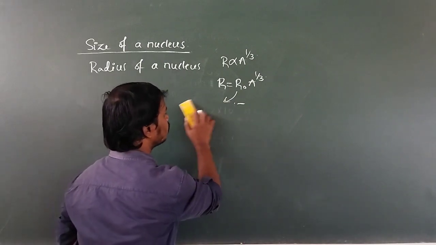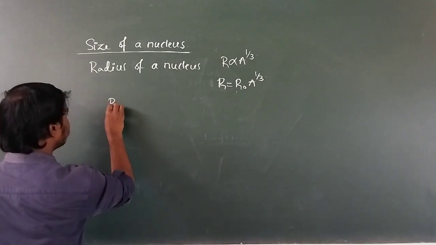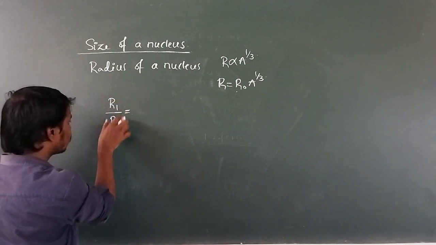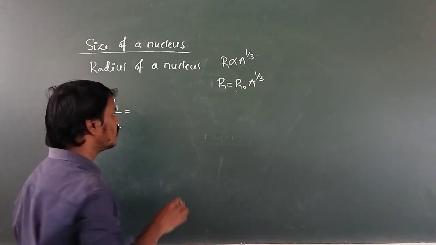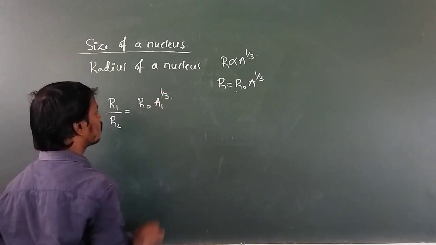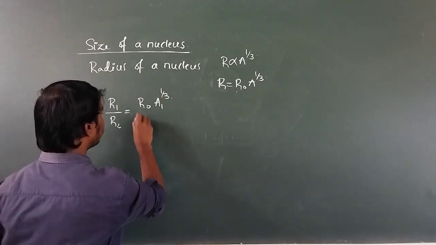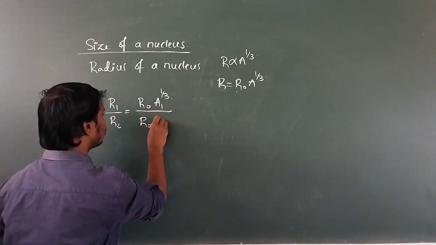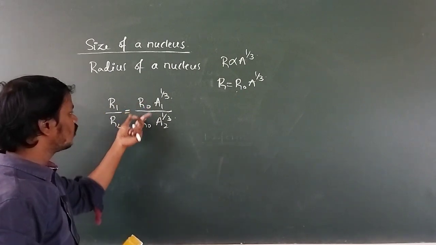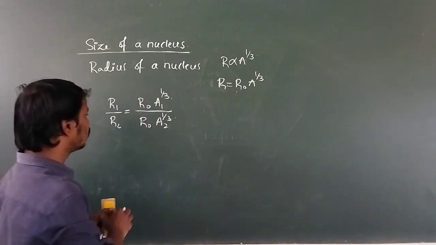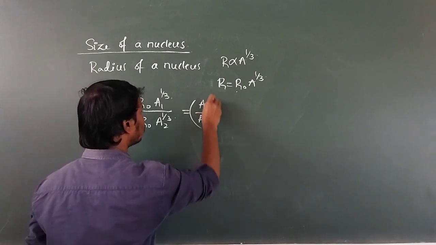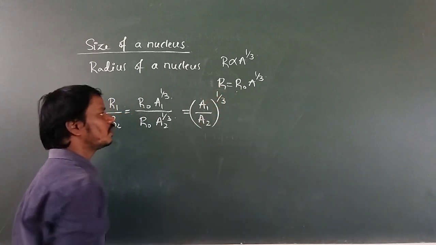So see here, R1 by R2. R1 is the radius of the first nucleus and R2 is the radius of the second nucleus. Then R0 into mass number of the first nucleus, A1 raised to 1 by 3, divided by R0 into A2 raised to 1 by 3. Here R0 gets cancelled. Now it is A1 by A2 whole to the power of 1 by 3.